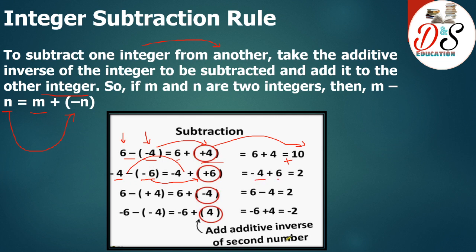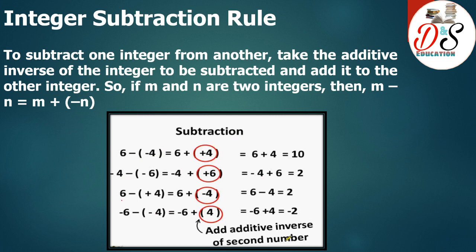minus 4 plus 6. Now one integer is negative, one integer is positive. What you have to do, you have to subtract. So after subtraction we got 2, and in these two integers 6 has the greater value and 6 has a plus sign. That's why we are putting a plus sign in our result. Wait a second, let me erase all this.